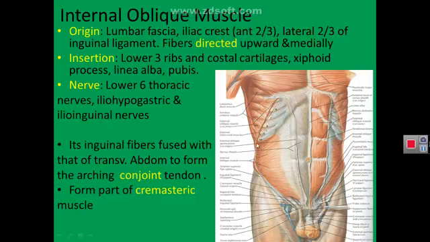So the origin of internal oblique is from the lumbar fascia, from the anterior two-thirds of the iliac crest, and from the lateral two-thirds of the inguinal ligament. The insertion of internal oblique, because the fibers are directed upward, is into the ribs, actually the lower three ribs, and also the costal margin, which is formed of the 7, 8, 9, 10 costal cartilages, and also into the linea alba, extending from the xiphoid process to the pubic symphysis.